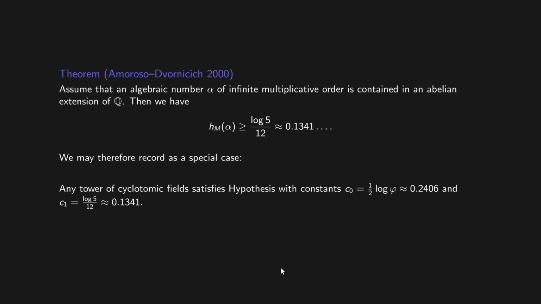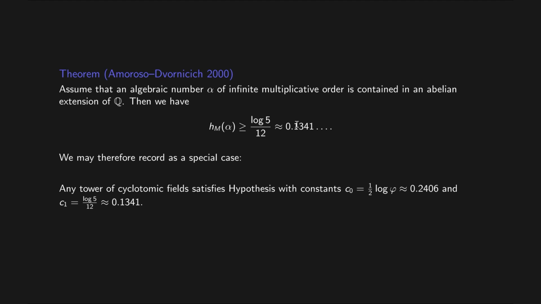There is another result of Amoroso and Dvornicich, and it tells us that abelian extensions, and in particular cyclotomic fields, also satisfy the Bogomolov property. If we have an algebraic number with infinite multiplicative order, contained in an abelian extension of Q, then its absolute Weil height satisfies this lower bound. It is bounded from below by some number.